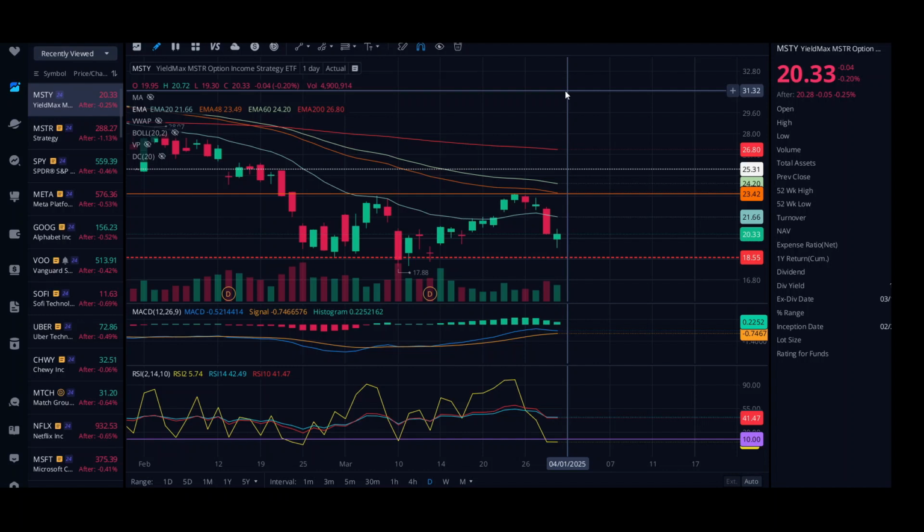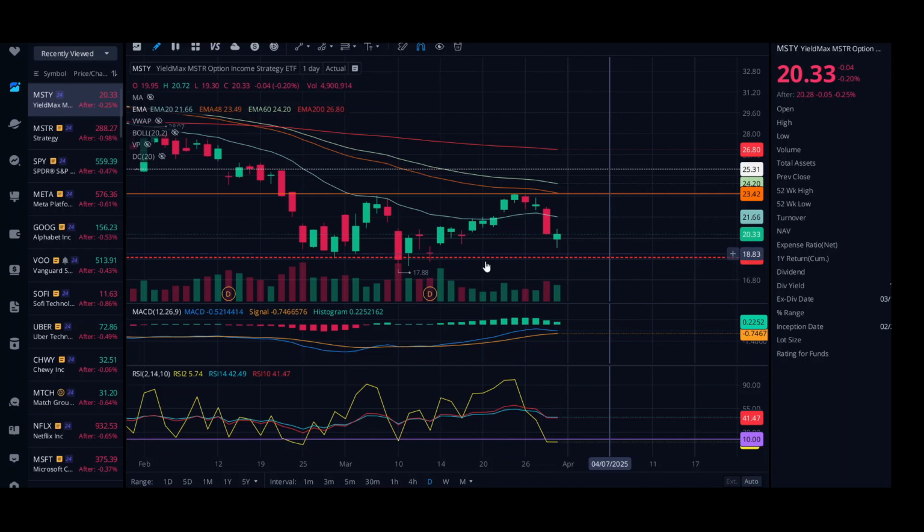So pretty flat as far as the movement, but as you can see today, we did have a bit of a drop because you have that long wick on the bottom. It actually went as low as $19.30. So it did drop down a good bit, and it went as high as $20.72 and then closed at that $20.33 for today.